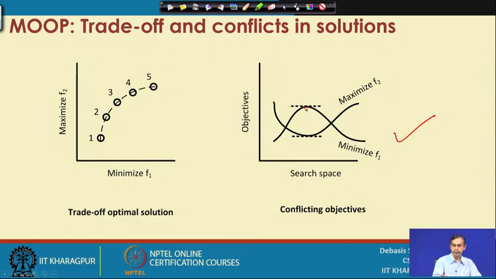If we consider this is the search space, then with respect to this search space, this is satisfiable, but this is not acceptable. So, usually in multi-objective optimization problem solving, the objectives are conflicting in nature, and therefore, finding a unique solution out of these different values of the objective functions is a tedious job.